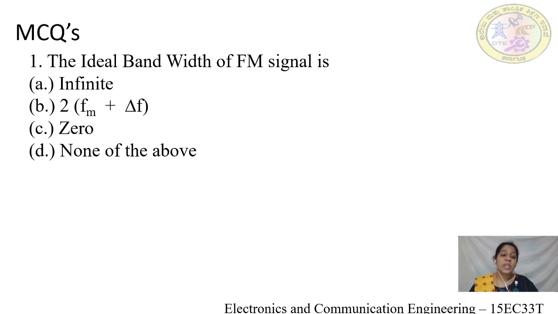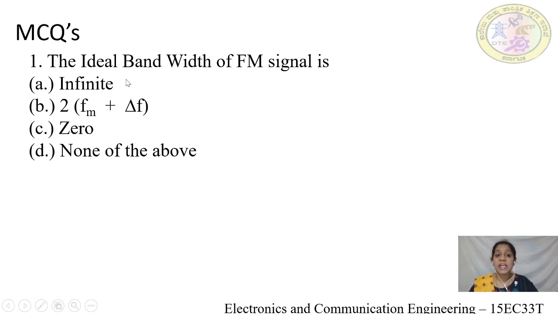Now we'll go with the MCQs, that is multiple choice questions. First one: the ideal bandwidth of an FM signal is option A infinite, option B 2 times fm plus delta F, option C 0, option D none of the above.